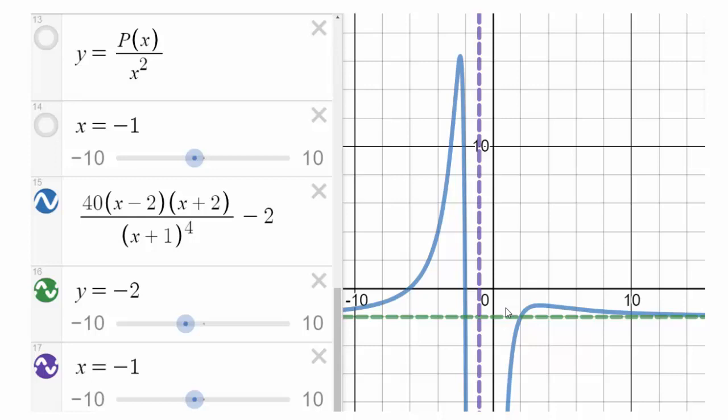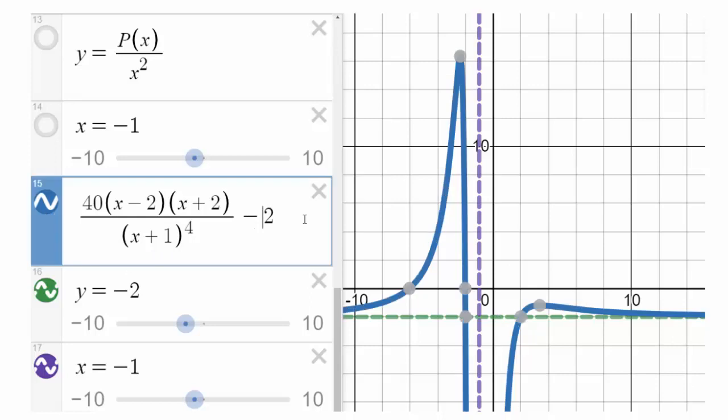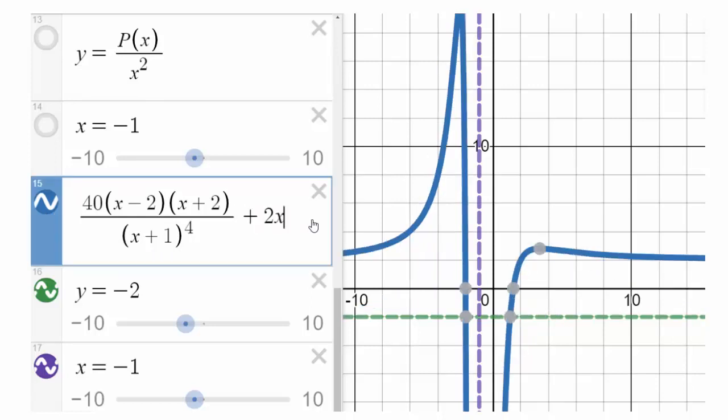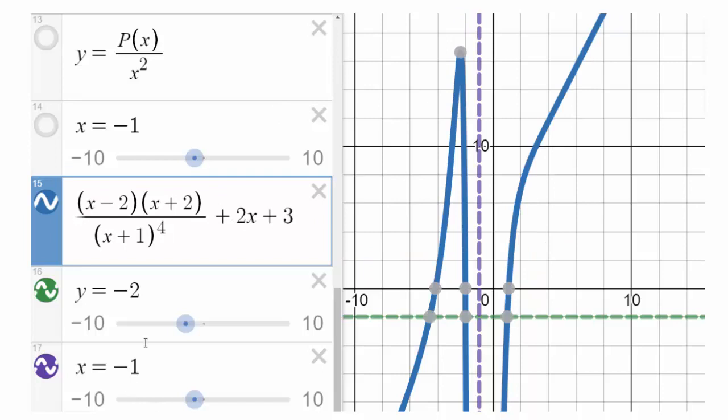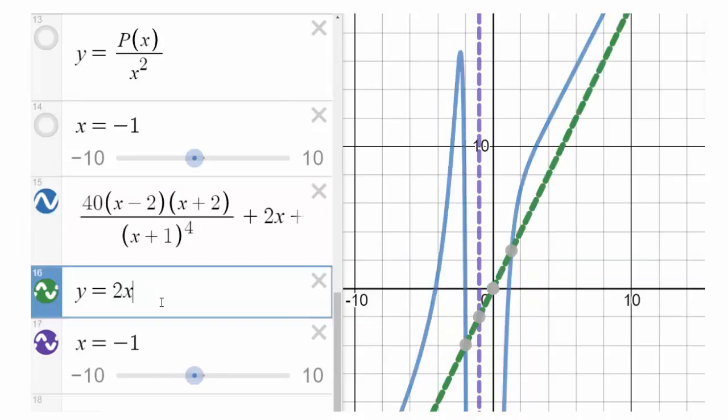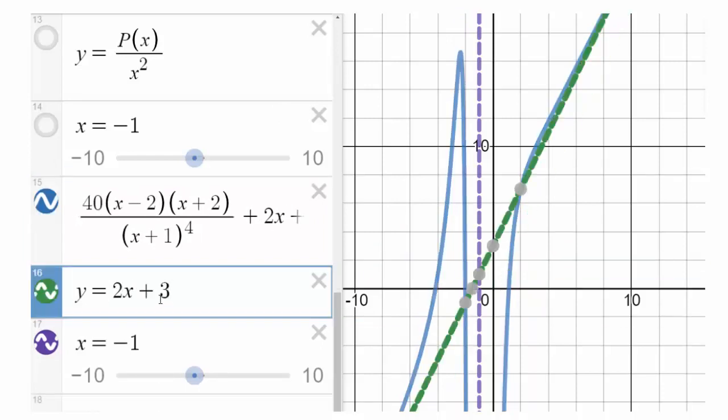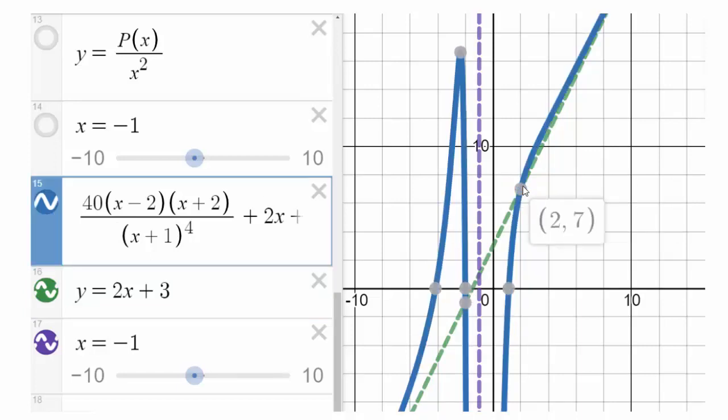Okay, what if I wanted to have an oblique asymptote? Then instead of 2, so let's make that a plus, and let's say 2x plus 3. And here I would have to make that also a 2x plus 3 for my asymptote. And because I did not change the numerator, you can still see the graph intersects at x equals 2 and x equals negative 2. You can also figure out what the x-intercepts are by making common denominator and setting it to 0.